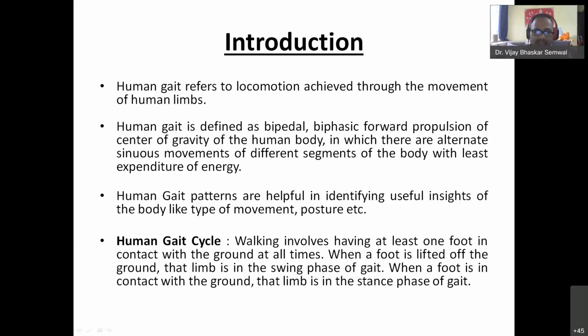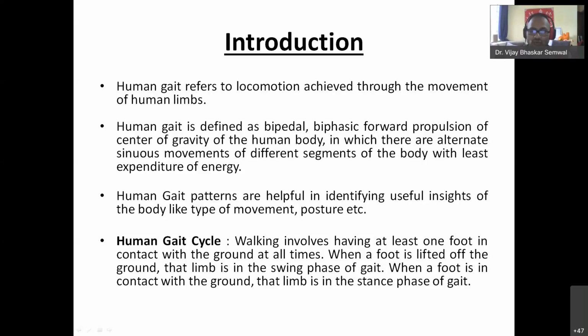So this is the alternating sinusoidal movement of the left and right leg: left swing, left stance, right stance of the body, and the objective was minimum energy. With the help of this, a typical definition of gait is defined. Gait is defined as bipedal locomotion of the center of gravity of the human body, in which two legs participate, with sinusoidal movement of different segments of the body with least energy expenditure. I hope that this definition is clear.